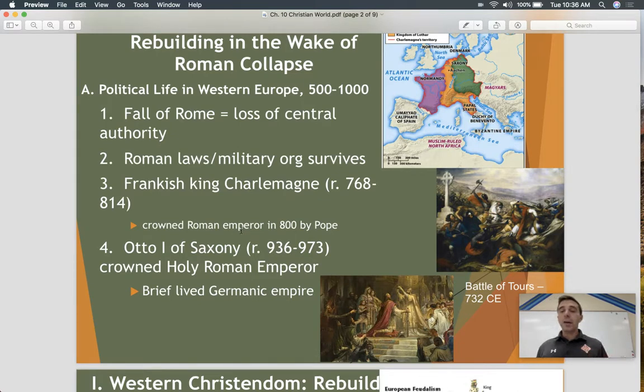Within about 100 years or so, you're going to have a Germanic-based empire, Otto the First of Saxony. He's a lord and king that takes over a lot of that modern-day Germany area, and he becomes crowned Holy Roman Emperor by the Pope. So what you're starting to see is this pattern: if the Pope blesses you and crowns you Holy Roman Emperor, you're seen as the authority in the region, and it gives you more legitimacy because you want to be allied with the church.